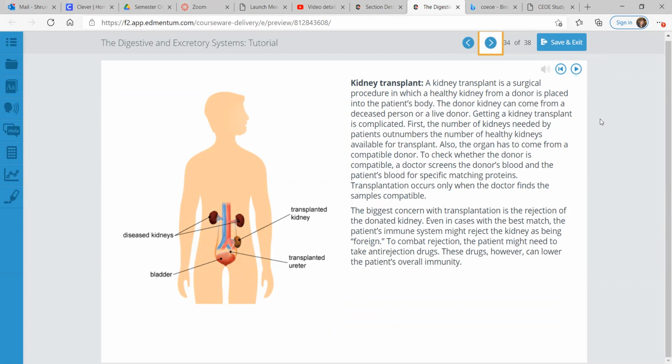The biggest concern with transplantation is the rejection of the donated kidney. Even in cases with the best match, the patient's immune system might reject the kidney as being foreign. To combat rejection, the patient might need to take anti-rejection drugs. These drugs, however, can lower the patient's overall immunity, and that's not a great thing either.